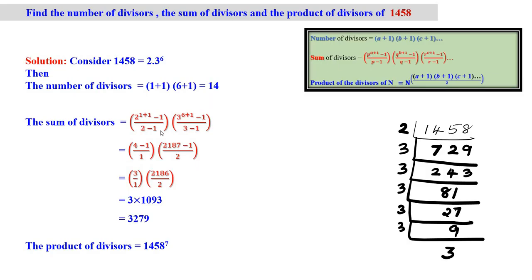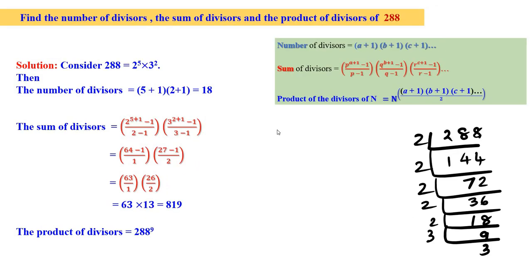Again we make use of this formula to compute the sum of the divisors. Only 2 primes, 2 and 3, are there. On simplification this will give you this. And for the product of divisors, you write that number raised to the number of divisors divided by 2. All these formulas are discussed already in one of the videos, so only the formula is borrowed here.